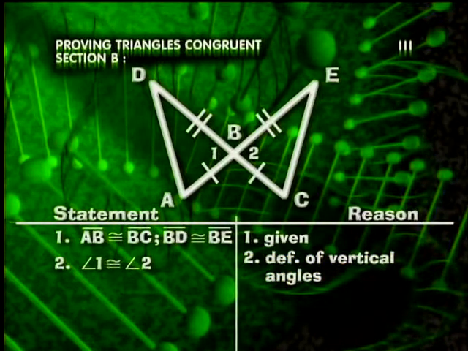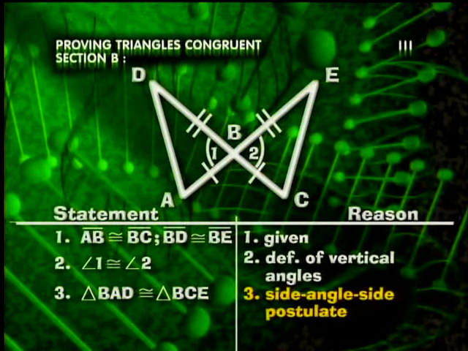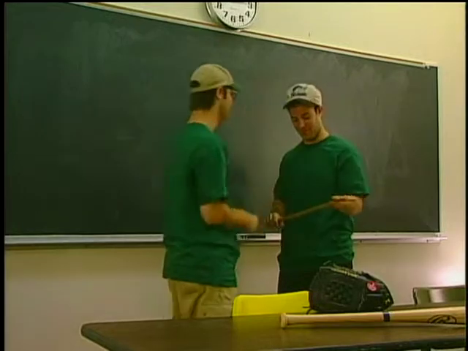So, for triangles BAD and BCE, we have two sides and their included angles. We complete our proof by stating that triangle BAD is congruent to triangle BCE. Our reason is the side-angle-side, or SAS postulate. We're done! Let's try one last experiment.